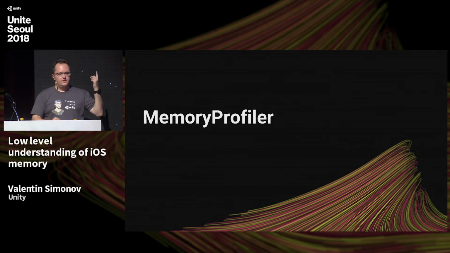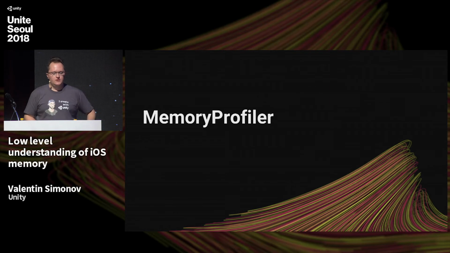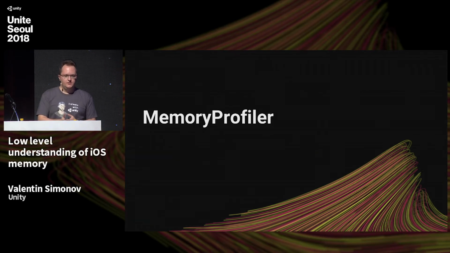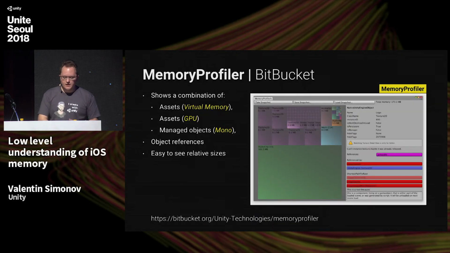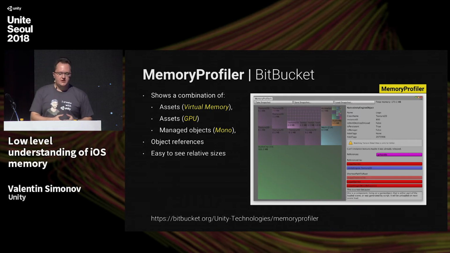Next one is called the Memory Profiler. This is a tool based on the Memory API from Unity 5.3, and it's available on Bitbucket, so it's not shipped with Unity. It looks like this. It basically shows a combination of assets in virtual memory, assets on GPU, and the managed objects in the mono heap. It is super useful. If you haven't tried it, I really recommend using it.